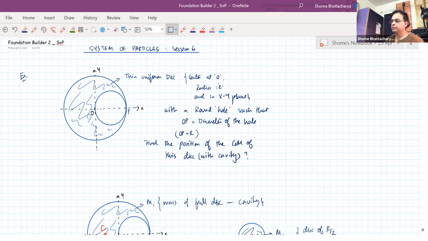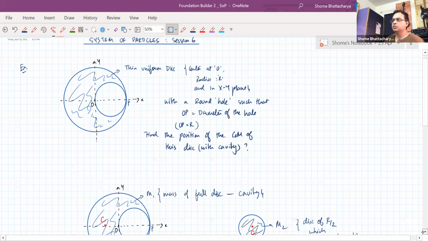You finish this part now? Yes, sir. I mean, you can just make the rough diagram because I'll send you the notes anyway.